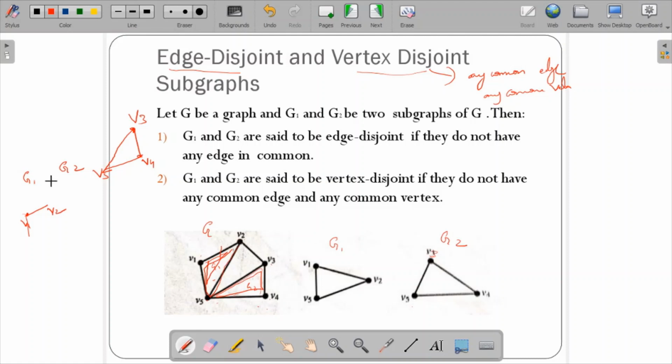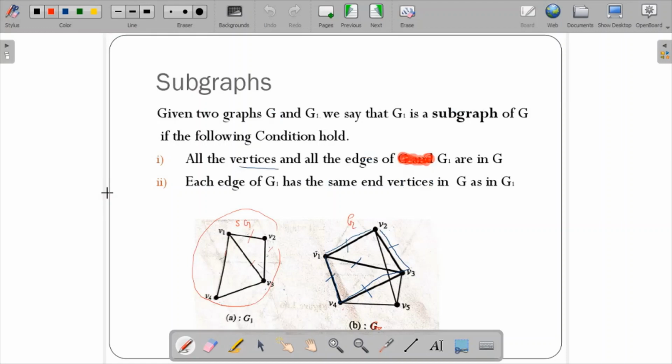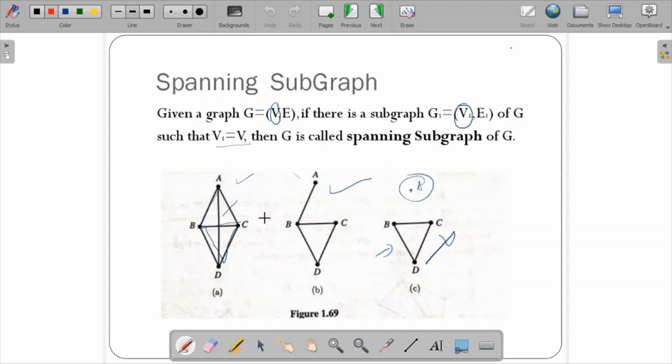So this is regarding the definition of the edge disjoint and vertex disjoint subgraphs. Now I'll recap the main definitions. You have the subgraph. When all the vertices and edges in it are from the main graph, then you will tell it as a subgraph. A spanning subgraph is a subgraph where all the vertices should be there. We are not worried regarding the edges. So that is regarding the spanning subgraph.